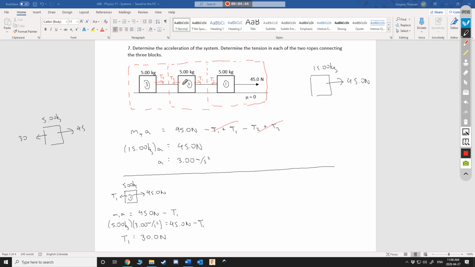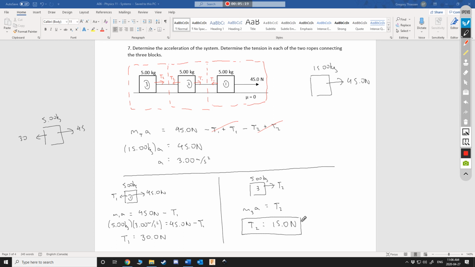Now we can look at block 2 because now that we know T1, we can use that 30 newtons to solve for T2, or we can just look at this last block. We'll just look at block 3. It's an easier one. So block 3. We know it's being pulled with some T2 value. It's 5.00 kilograms. So mass 3 has the acceleration of 3 meters per second squared, and it's being pulled by T2. So you can just very easily solve for this. Mass is 5, acceleration is 3, 15.0 newtons.